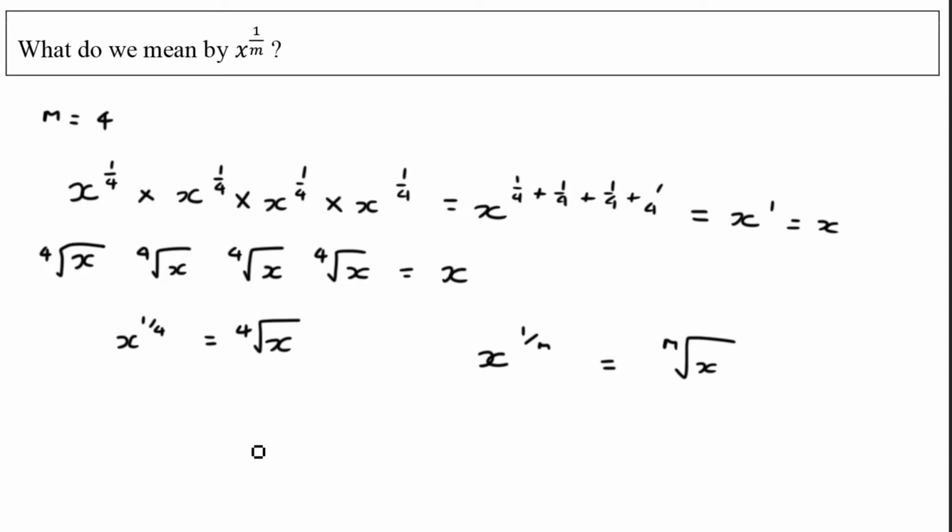So, for example, what is the value of 512 to the power of 1/3? That means the same thing as what is the cube root of 512, which is 8.